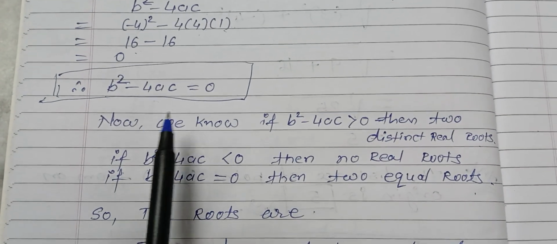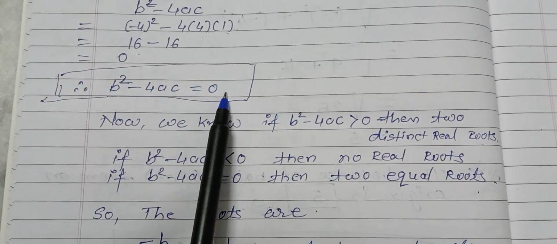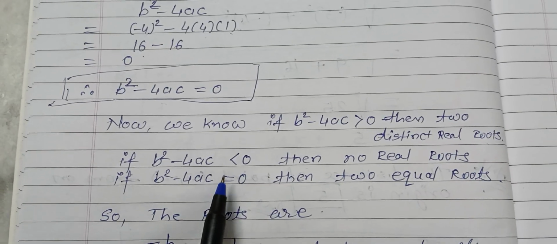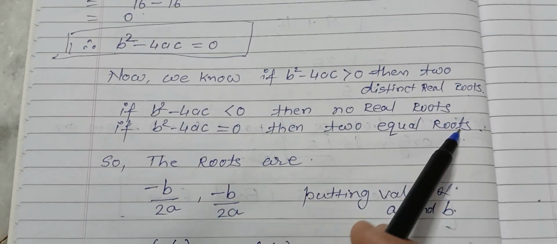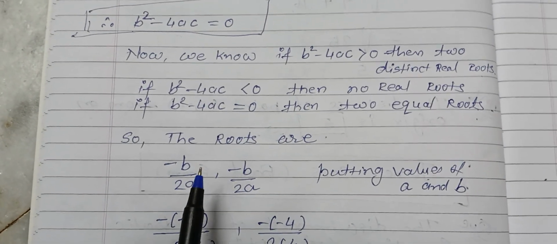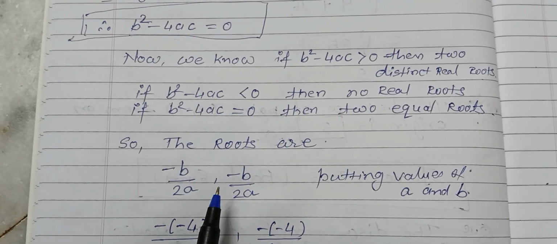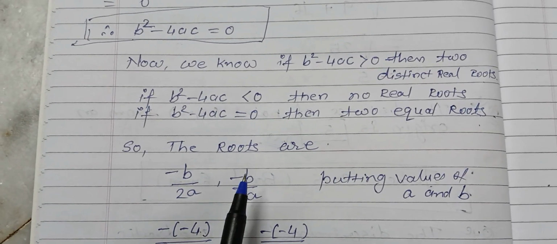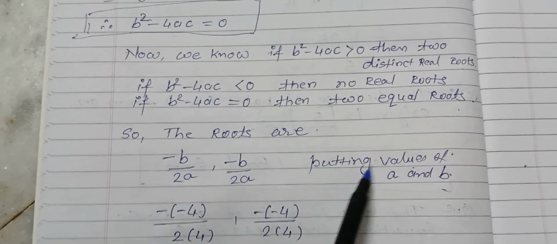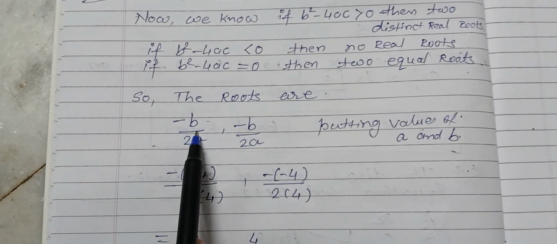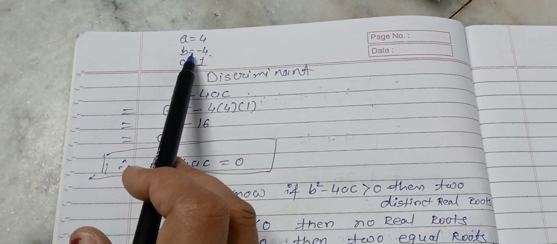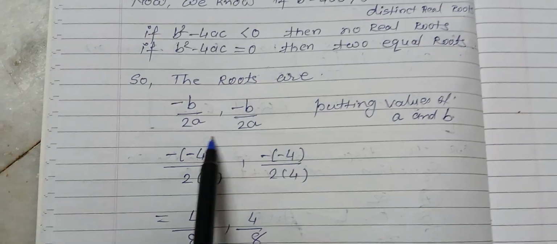So in our case, b square minus 4ac is equal to 0. So the third condition will be applicable to our example. So b square minus 4ac equal to 0, then two equal roots, and the roots are, this is standard, given in the chapter itself. How will we write down the roots? Minus b upon 2a, minus b upon 2a. They both are equal roots. So now we put the value of a and b in these roots. B is equal to minus 4, which is given here, and a is equal to 4, right?